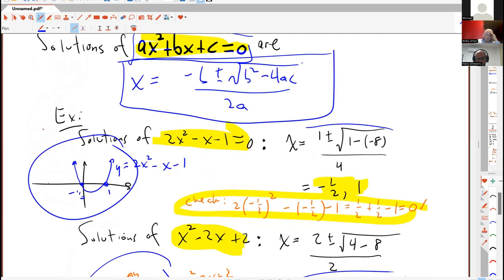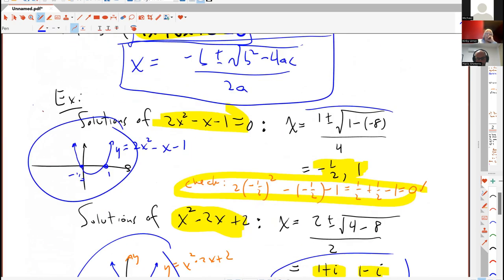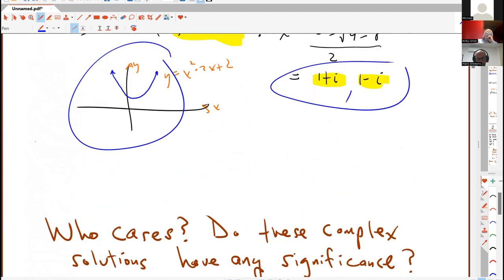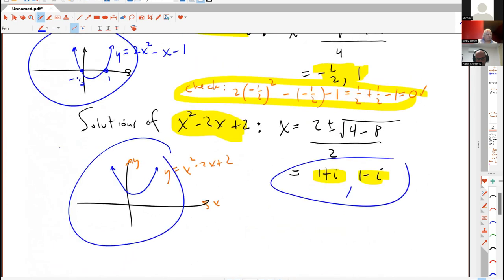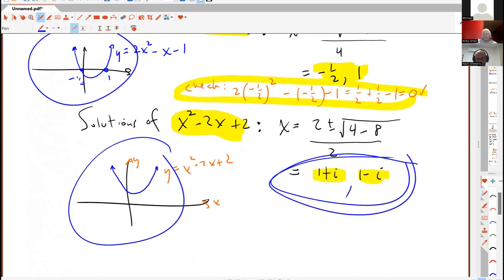Why put overemphasis on this formula? Why not just put provisos on the formula and just say sometimes works, sometimes doesn't? And I think that mathematicians did that for maybe a couple thousand years. Perfectly legit point of view. If these solutions are not useful, ignore them.